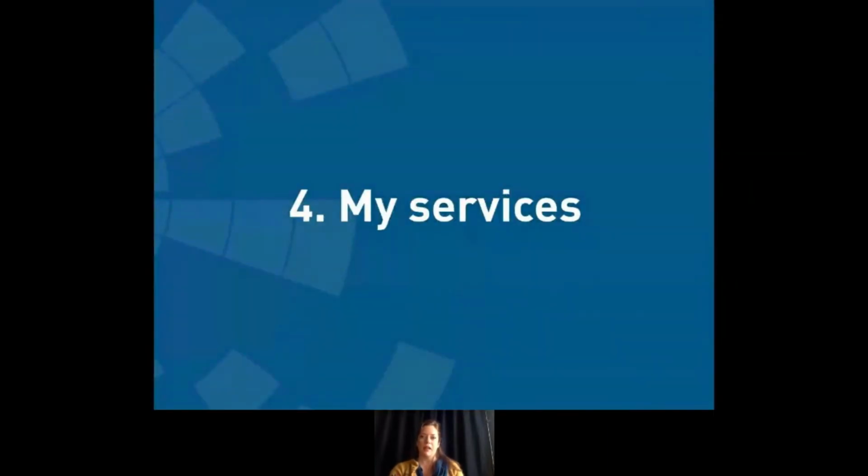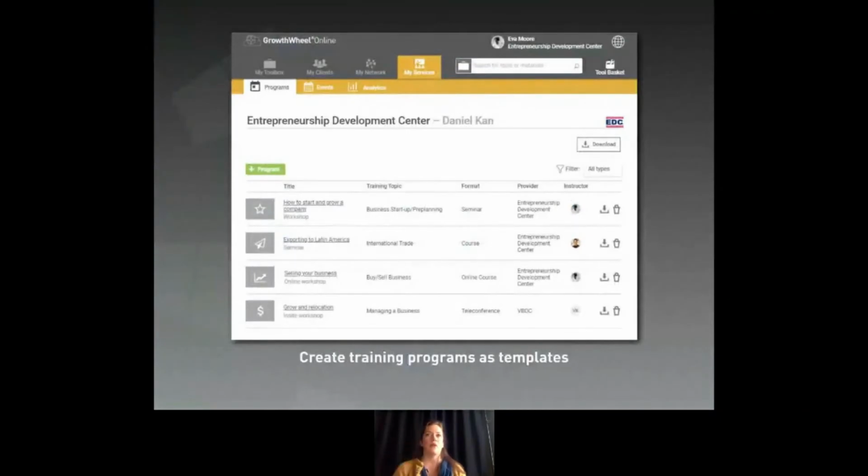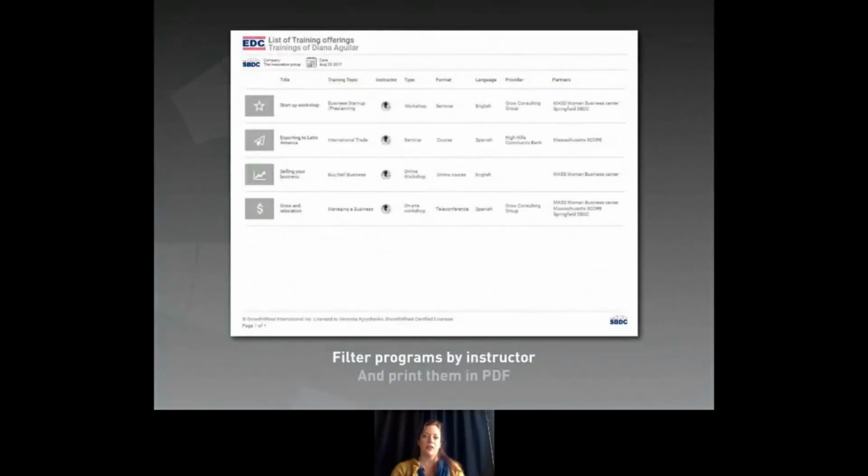Another one would be adding a My Services tab. So as you all know, you have that My Toolbox, My Clients, My Network, and now this My Services. And each one of those other ones, My Toolbox, My Clients, My Network, are all a certain color. So this golden yellow is now the color for this My Services, and it's really about your entrepreneurship center services that you're offering. So here we have different programs. You can obviously click the plus green program button and add other training topics and what types of events you're doing. And here you can filter the programs by the instructor and print them as a PDF.